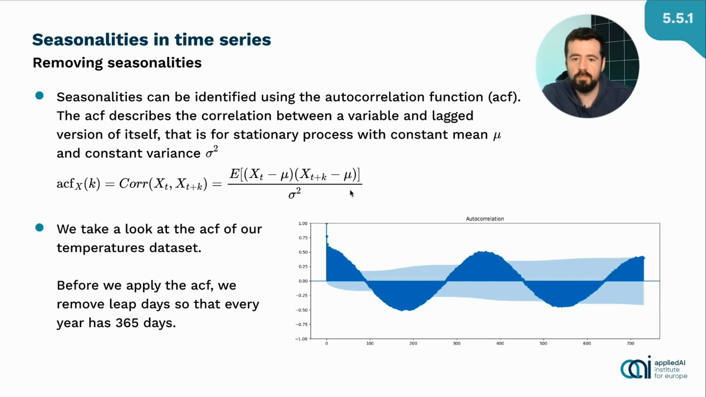So let's have a look at our daily temperature example. Here we computed the autocorrelation function for roughly 2 years. And I think now you can pretty clearly see the correlation pattern. It's as beautiful as you can get it in this example. A time series with a seasonality cannot be stationary because the mean is changing over time. So this is definitely something we want to get rid of.